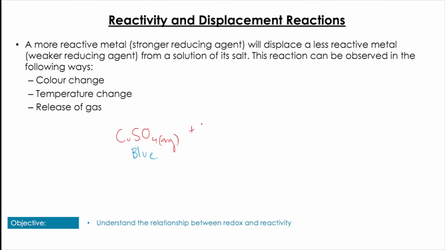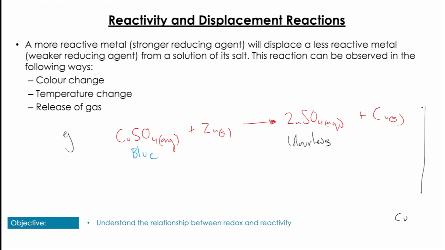So let's take this example of copper sulfate, which is blue, reacting with zinc solid. Now, that will form zinc sulfate and copper metal. In this example, if we think about the reactivity of the metals, because copper is right down at the bottom of our reactivity series and zinc is higher, that means zinc will displace the copper. And so we can observe that in this reaction, because copper sulfate solution is blue, zinc sulfate solution is colorless.